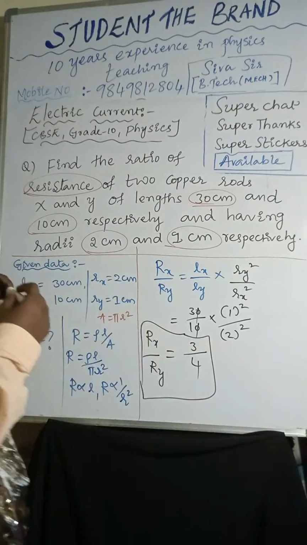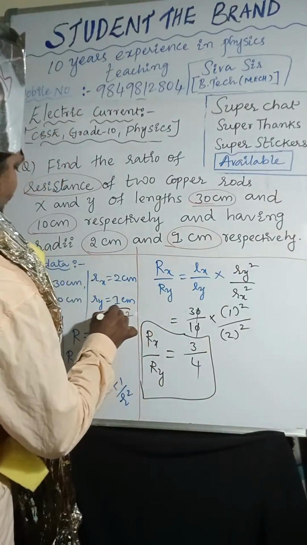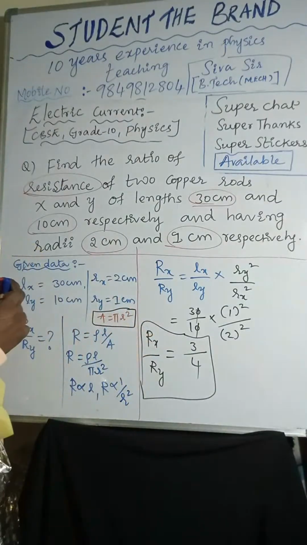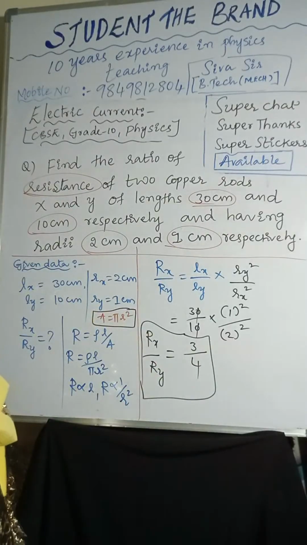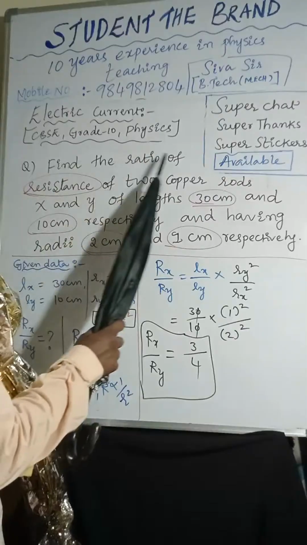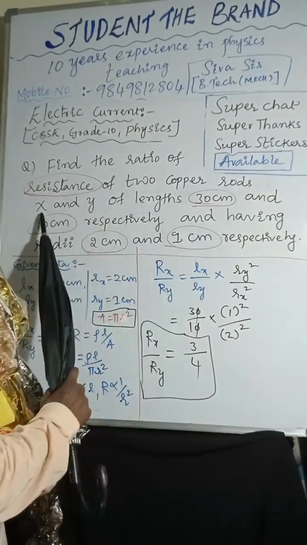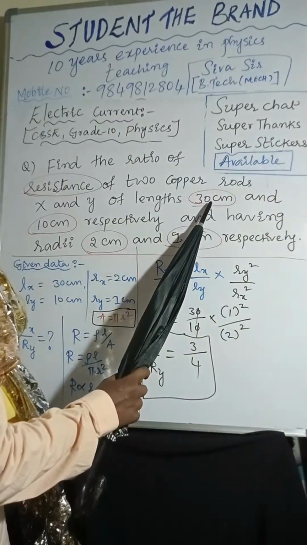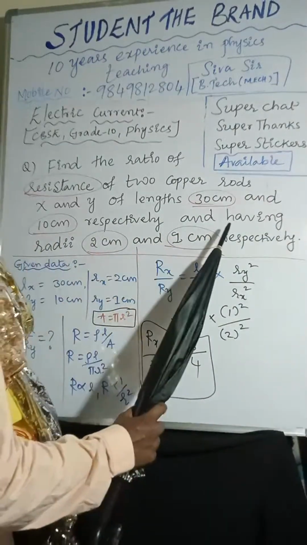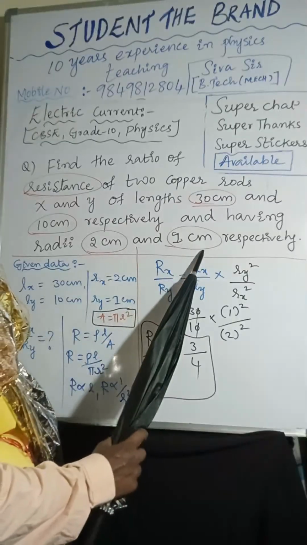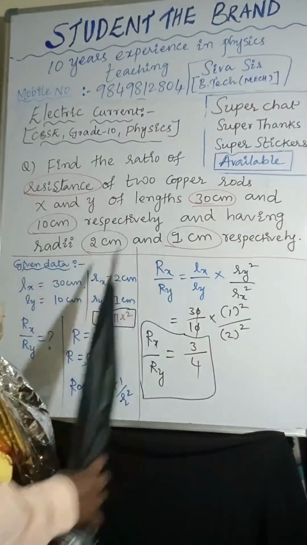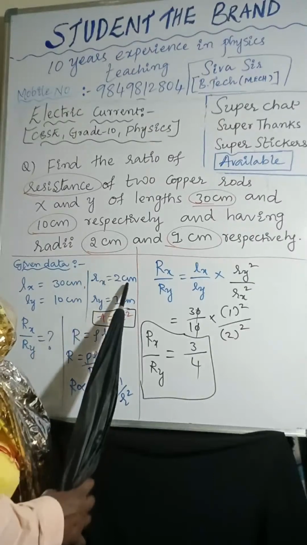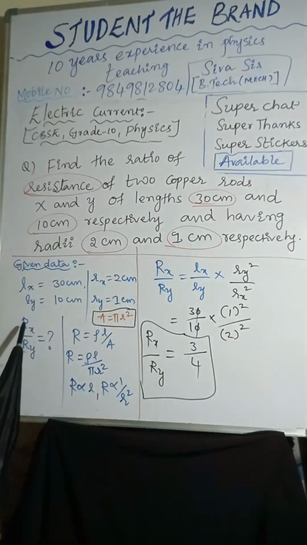Okay, check once again, I will explain. So listen carefully. Those who are listening, listen carefully. Find the ratio of resistance of two copper rods X and Y of length 30 and 10 centimeter respectively, and radius 2 centimeter and 1 centimeter respectively. Lx equal to 30, Ly equal to 10, and Rx equal to 2 ohm and Ry equal to 1 ohm. We know Rx by Ry we have to find out.